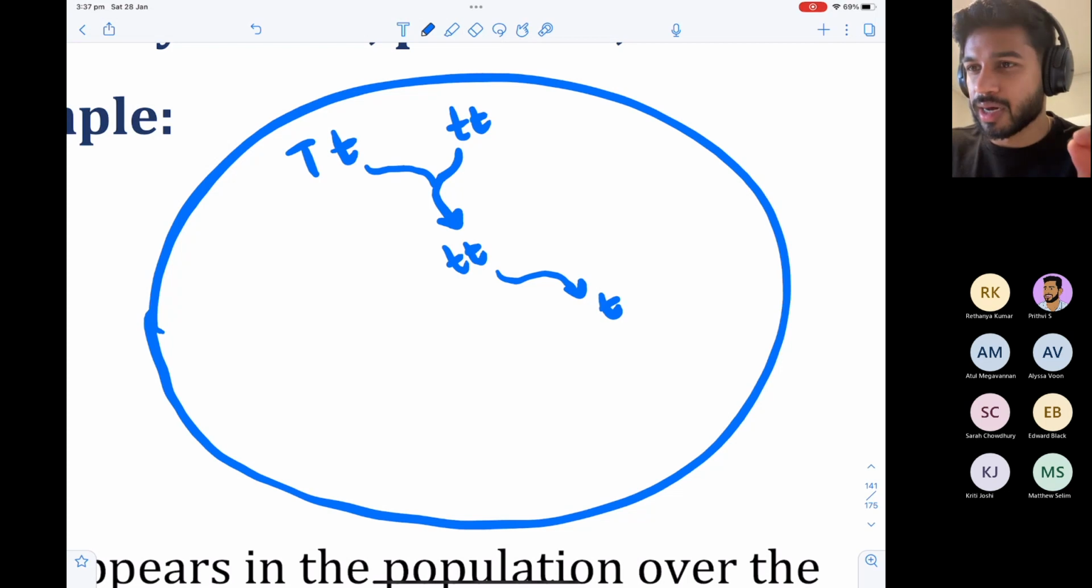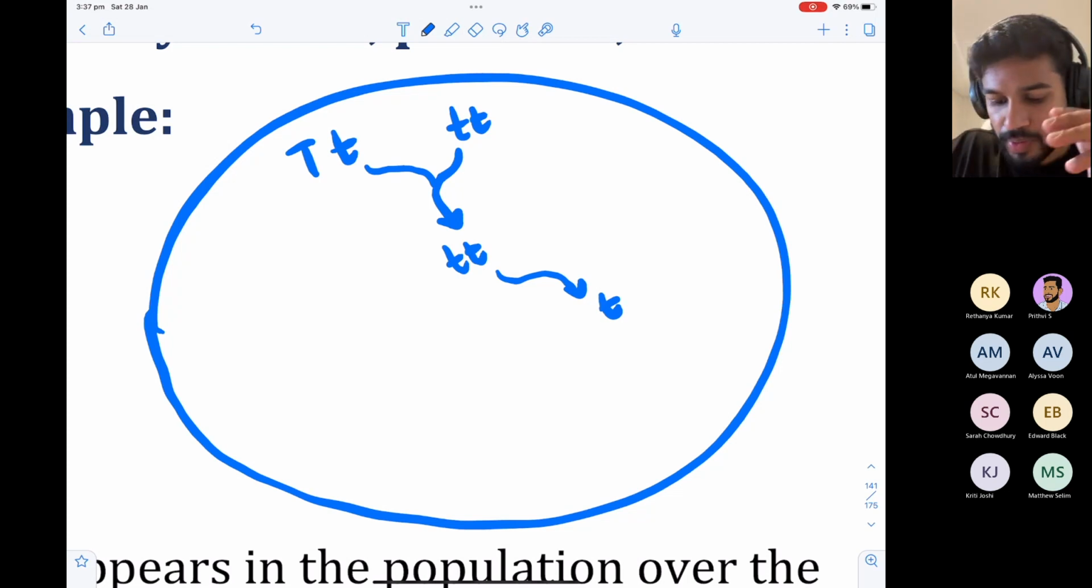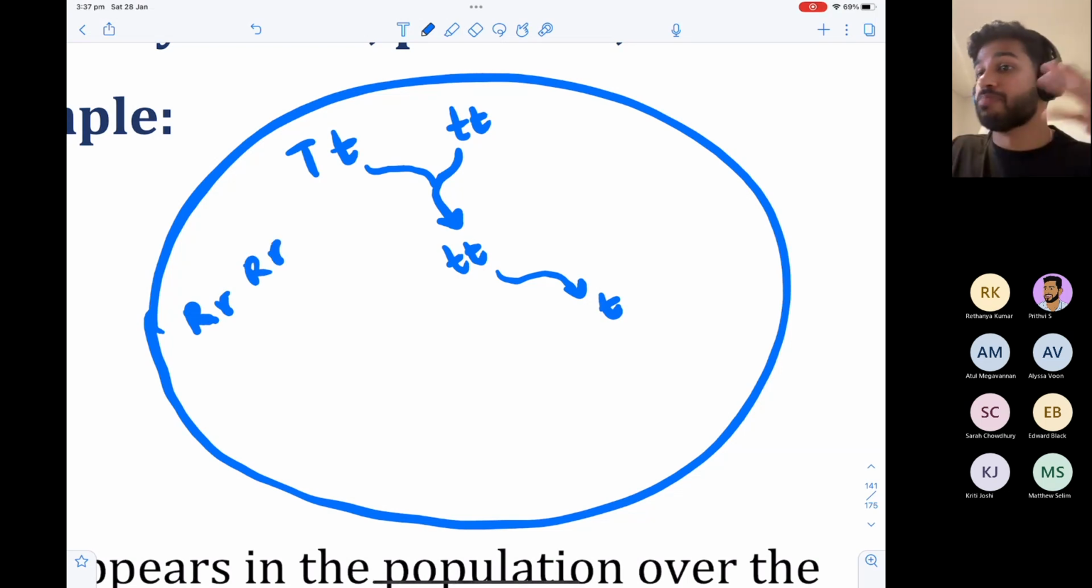Now, the gene pool is kind of like a misnomer. So there's also other genes, right? There'll be a capital R, little r. There'll be multiple different genes in this gene pool. But a gene pool is referring to all of the genes in a population and all of the alleles of that gene in the population too. So we're not just talking about the T and the R gene.